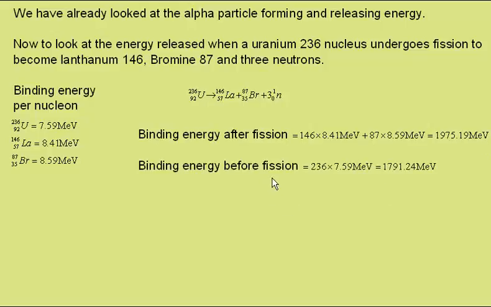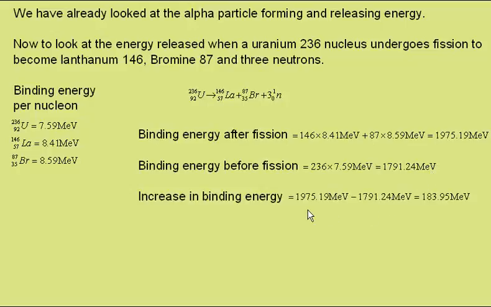The binding energy before fission is equal to 236 nucleons multiplied by the binding energy of uranium-236, giving 1791.24 MeV. So the increase in binding energy is the binding energy we finish with minus the binding energy we started with, an increase of 183.95 MeV. This means that the energy released by this fission of uranium-236 would be 183.95 MeV.